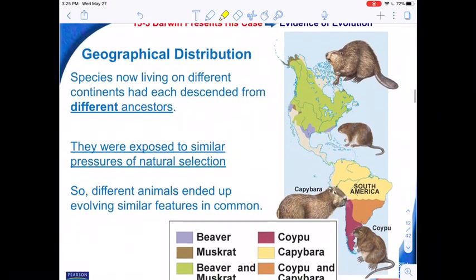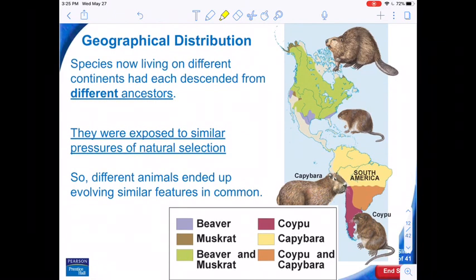The next case for evolution is geographical distribution. What this means is that species that live on different continents most likely descended from different ancestors. So they did not all descend from the same ancestor. They are, however, exposed to similar pressures of natural selection. This is Darwin's biggest point for his evidence of natural selection, that even though these organisms were not descended from the same common ancestor, they still appeared similar in size and in color.